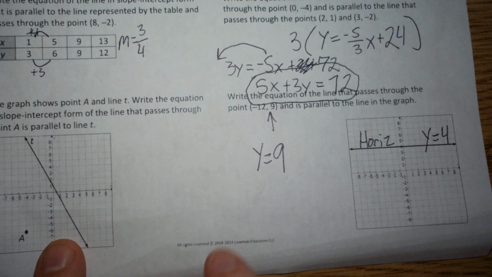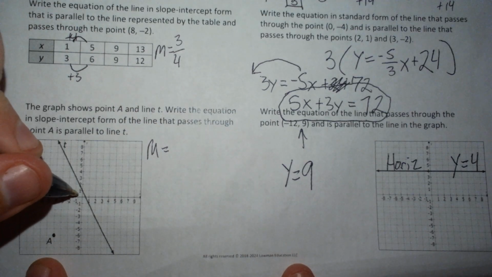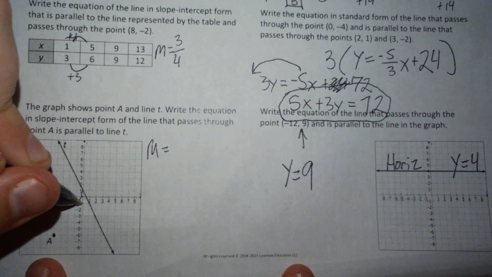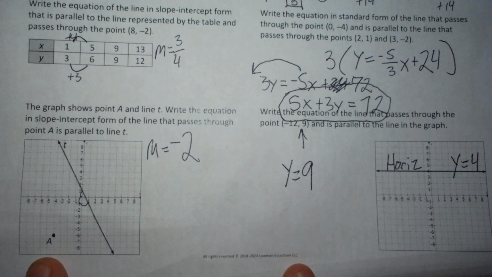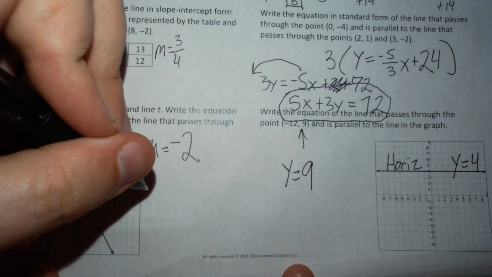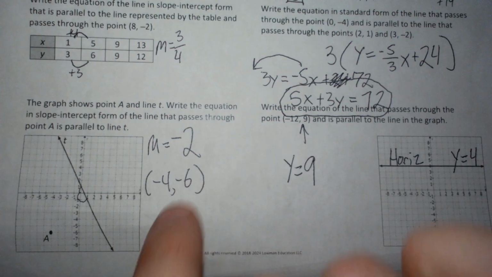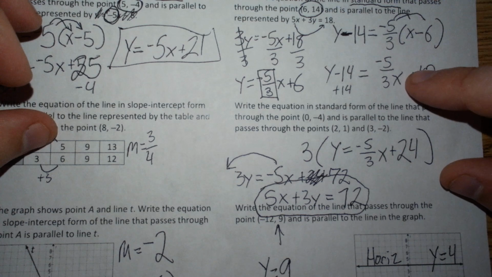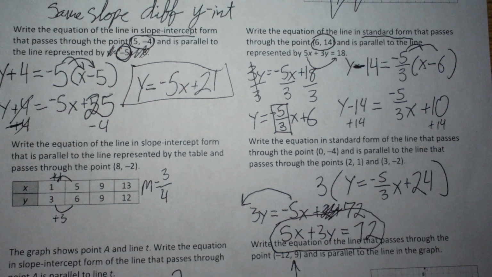For the one here, what I do is I would find the slope, which is negative 2 over 1, negative 2. And then I would use this point, negative 4, negative 6. And those are the numbers that I would use to go through my point-slope form here. So it all goes back to the point-slope form and changing it from there. So you use that, and you will get that through using that point-slope form.